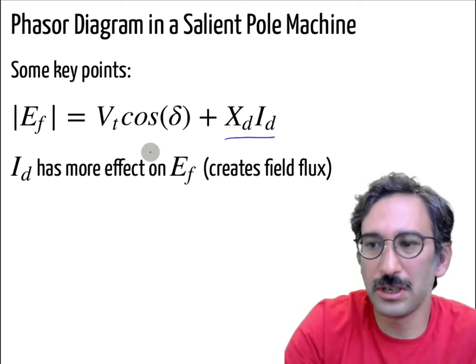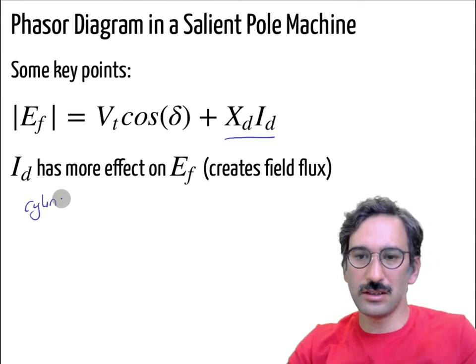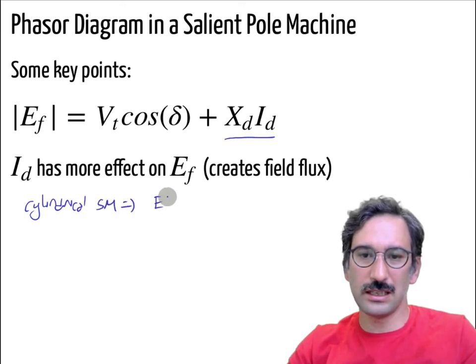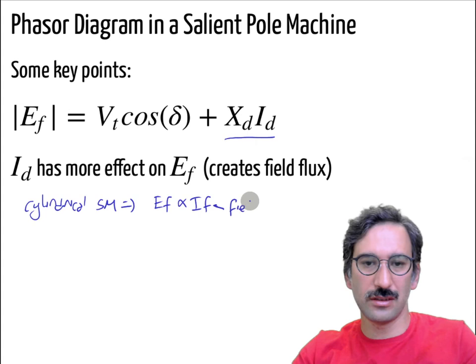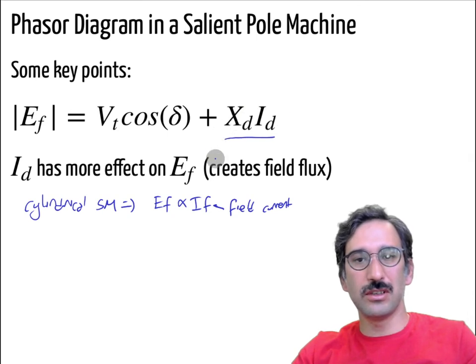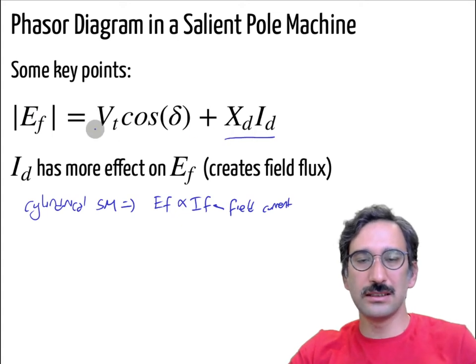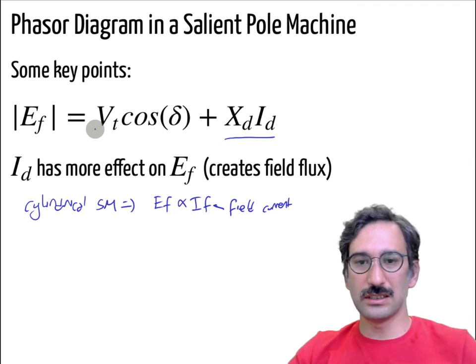So in the previous case, the cylindrical synchronous machines, you can say Ef was purely due to If, the field current, which can be written like that. Or here, we have the Id. So even if you don't apply any field current, you can generate some Ef with that effect. So that is the main idea about generating some torque, even if there is no field current.